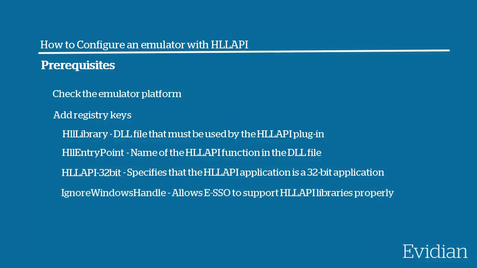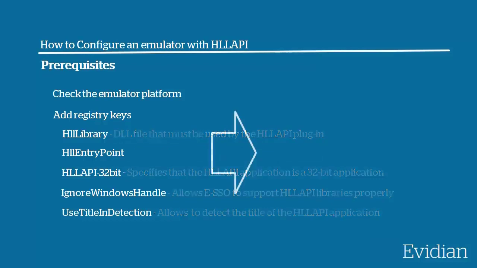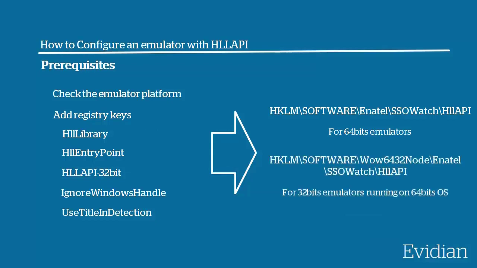The ignore Windows handle allows Enterprise SSO to support HLLAPI libraries which are not able to return Windows handle properly. Use title in detection allows the Enterprise SSO engine to detect the title of the HLLAPI application. Follow this path to add these registry keys, except if the emulator is running in 32 bits on a 64 bits Windows system. In this case, registry keys can be added by following this path. For more information on the registry keys for the HLLAPI plugin, I recommend reading the administrator guide for ESSO.